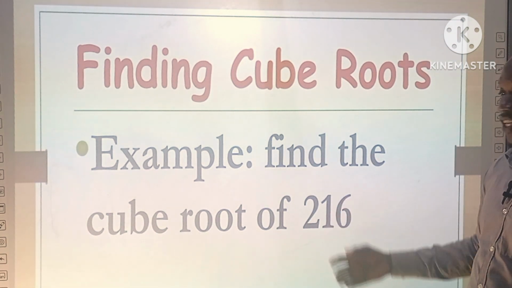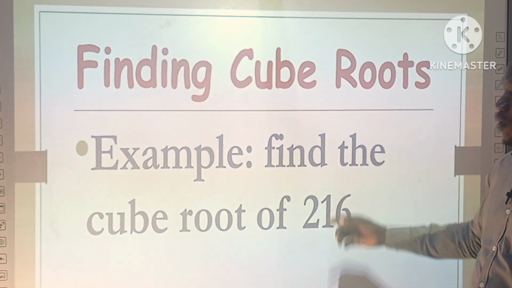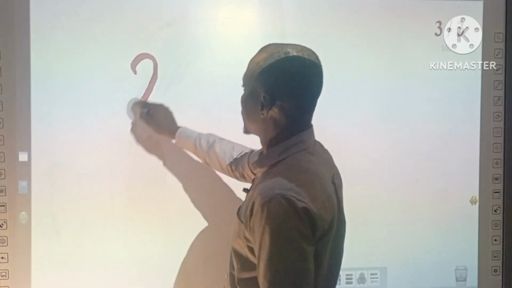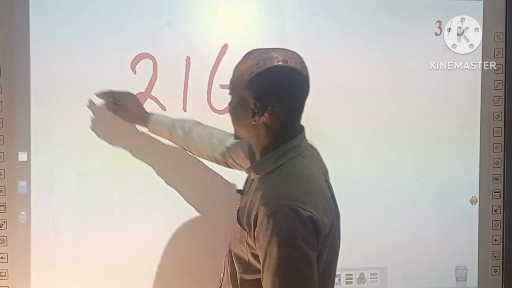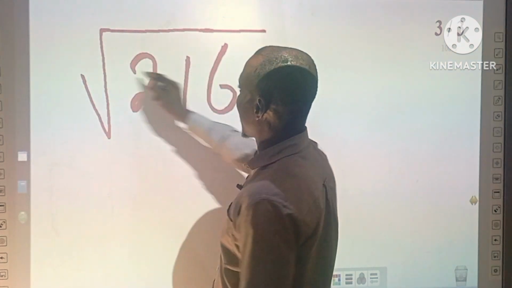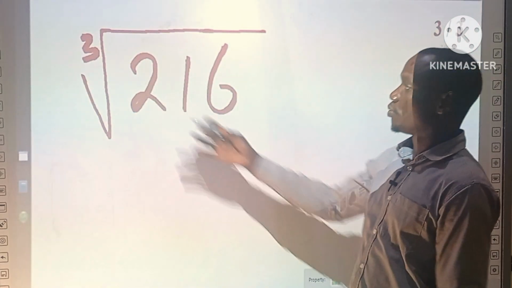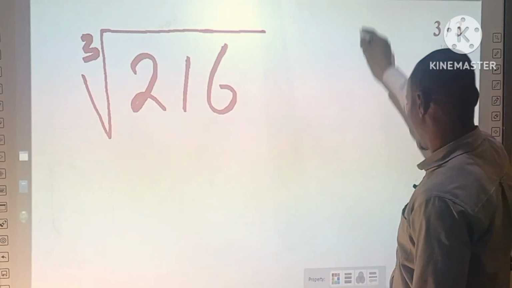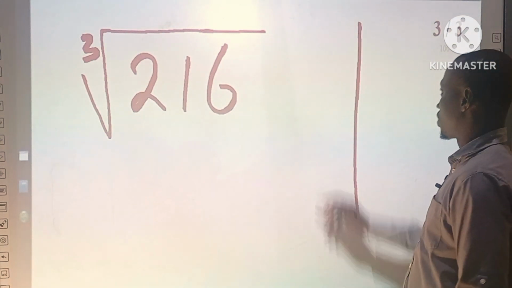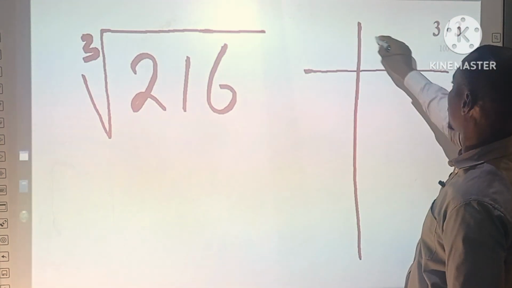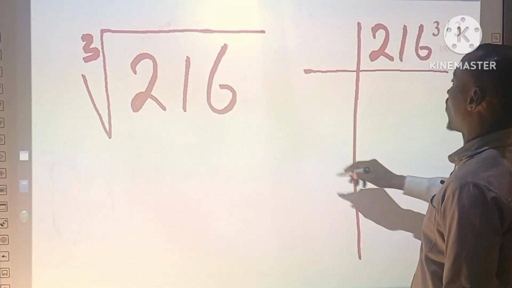So our first question for today is to look for the cube root of 216. We are asked to look for the cube root of 216. The cube root of 216 can be written in this form. This is the symbol for cube root. So this is the cube root of 216. So what do we do? We draw a line. We use the prime factorization method. 216. What do you think can go?